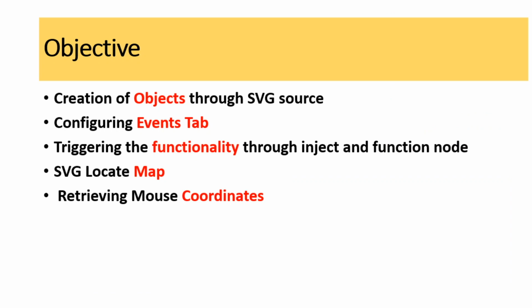So the objective of this session is we are going to create objects through SVG source, and we are going to configure the events through the event tab. Then we are going to trigger the required functionality for our automation through inject and the function node, and through SVG node we are going to create a map and associate that map into Node-RED, and we are going to identify the coordinates of the mouse.